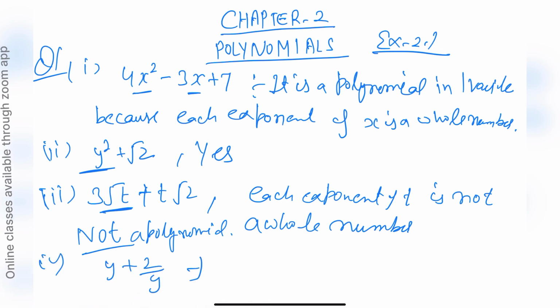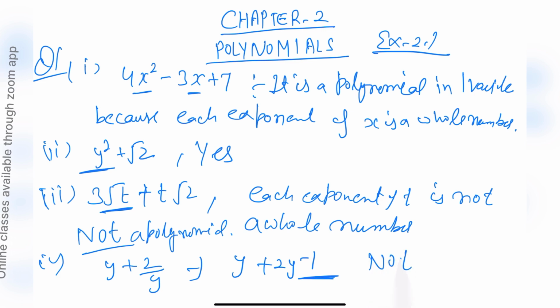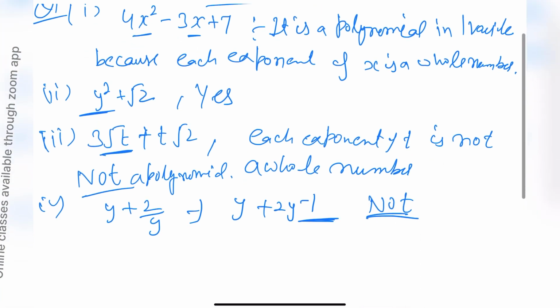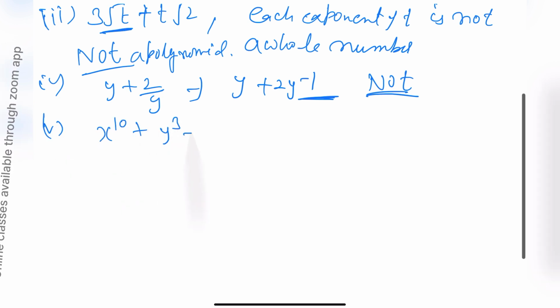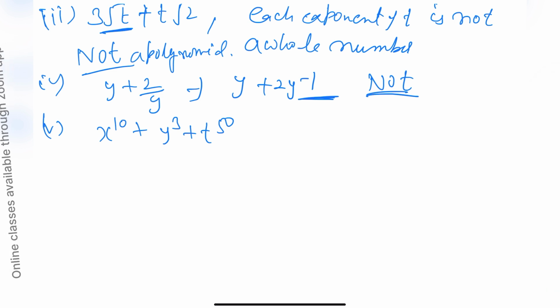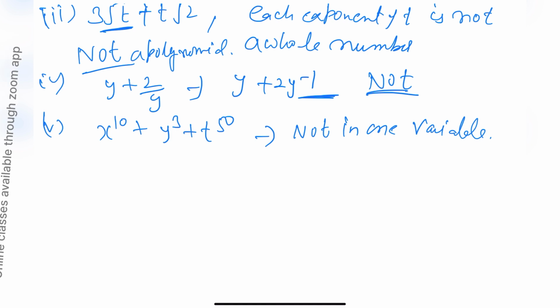Fourth part is y plus 2 by y. So we can write it as y plus 2y raised to the power minus 1. So again, the power is not a whole number, so it is also not a polynomial because power is not a whole number. Fifth one is x raised to power 10 plus y cube plus t raised to power 50. It is a polynomial because each exponent is a whole number. Now we have the next question.